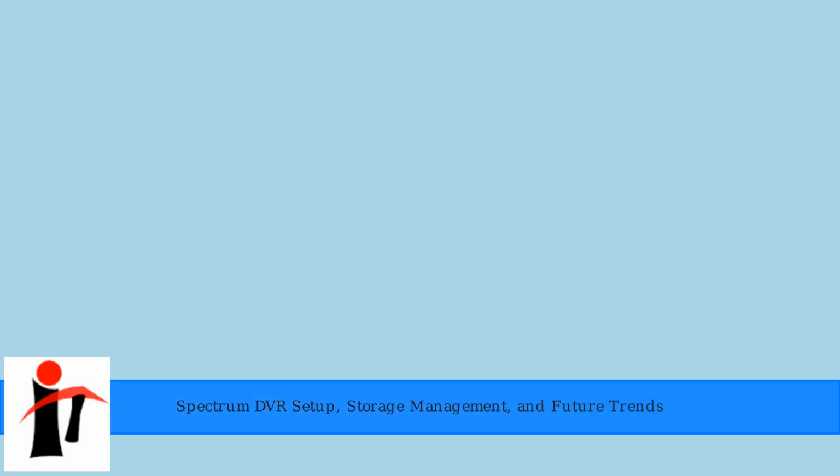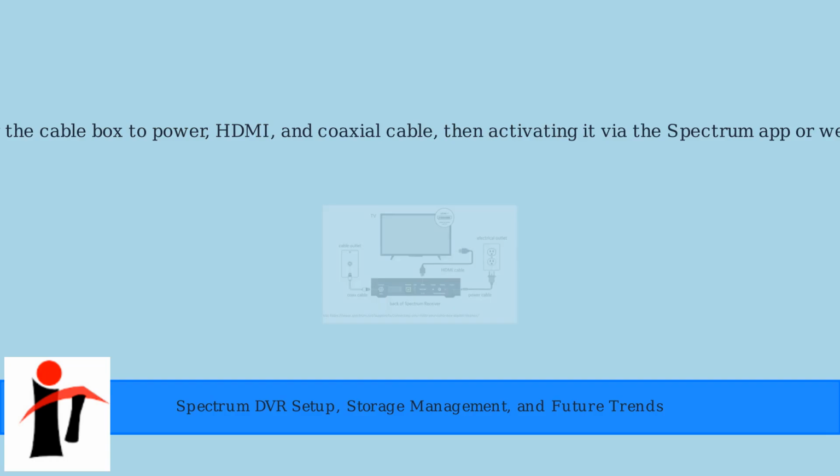Setting up your Spectrum DVR involves connecting the cable box to power, HDMI, and coaxial cable, then activating it via the Spectrum app or website using your account number and serial number.